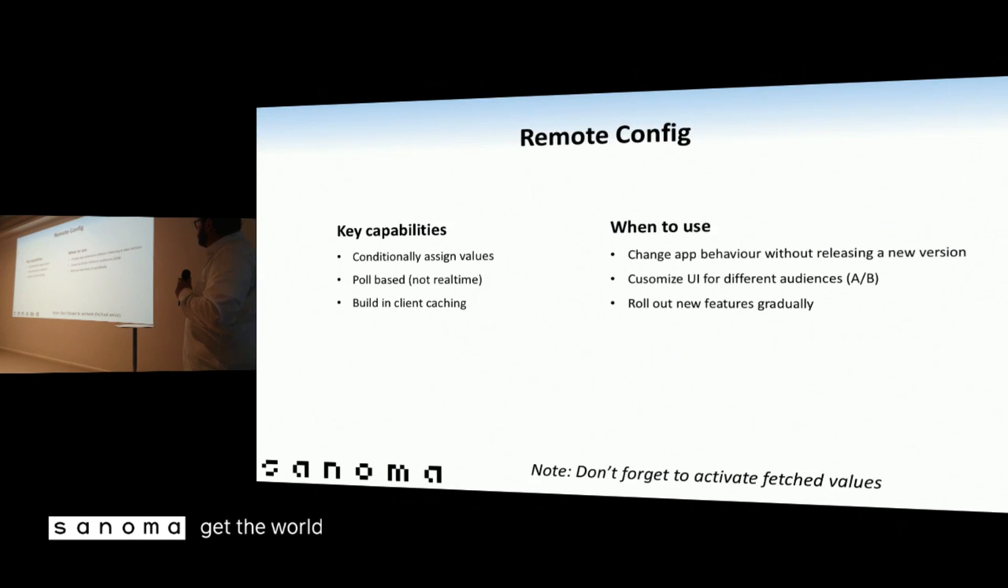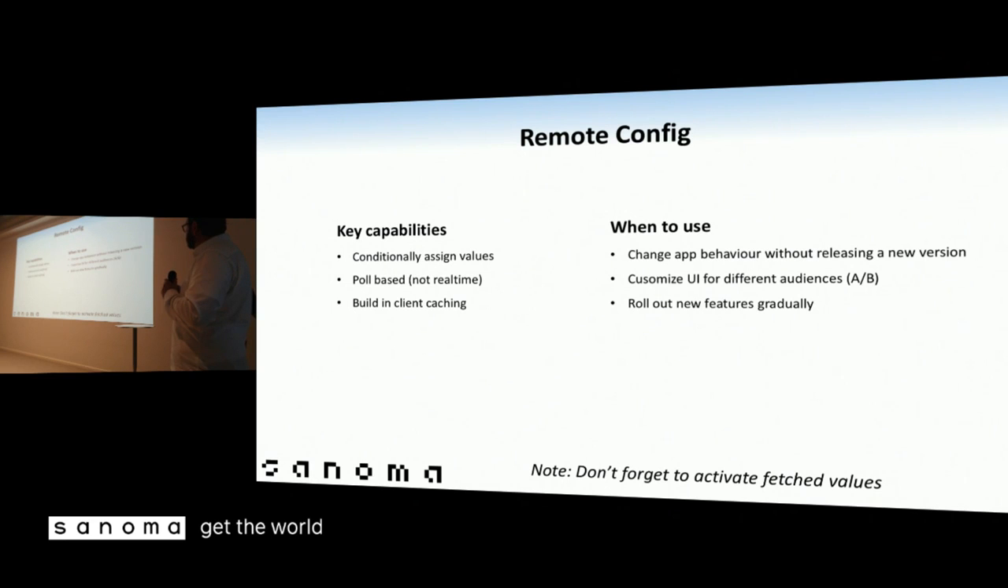We already talked about the remote config. It's nice to have. The key capabilities are conditionally assigned values, so that's not static values, but you can define it based on your user, based on audiences, which is really nice. It's poll-based, so it's not real-time. Instead of the database, which is real-time, so you should expect that the remote config is also real-time, which is not. So mind that.